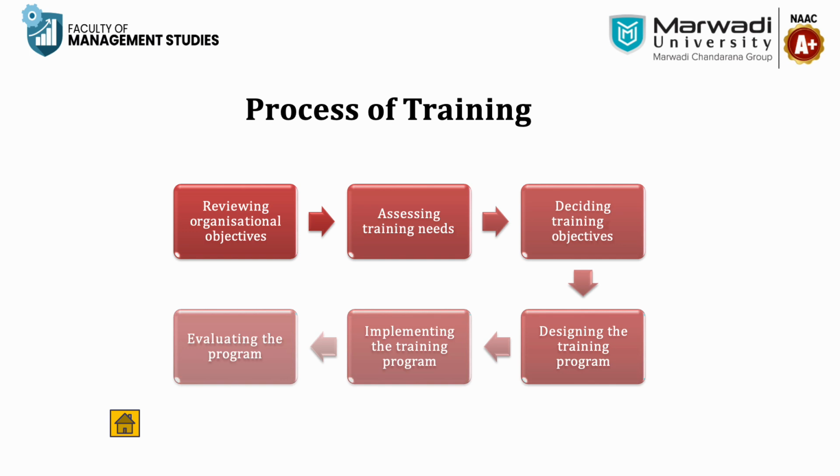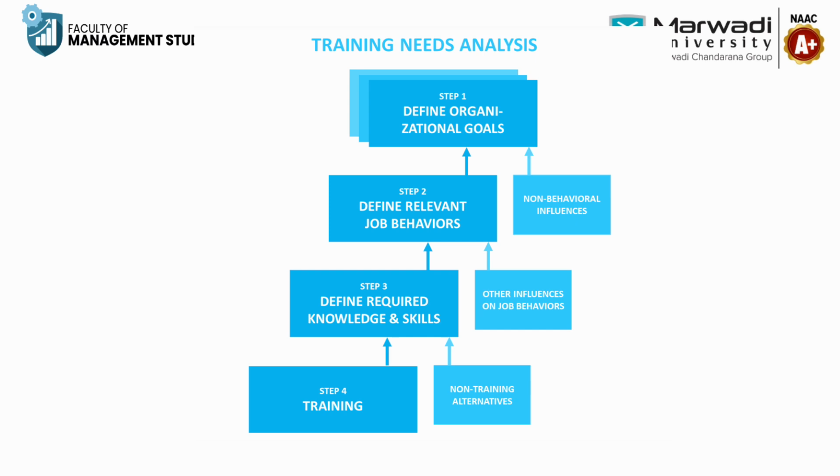All right, now we can move ahead. Now we are discussing training needs analysis, right? So how do you do training needs analysis? Quickly taking you through the steps. Step number 1, define organizational goals. First you define what the organizational goals are, then define relevant job behaviors, to pursue and achieve those goals, what kind of behavior you need.